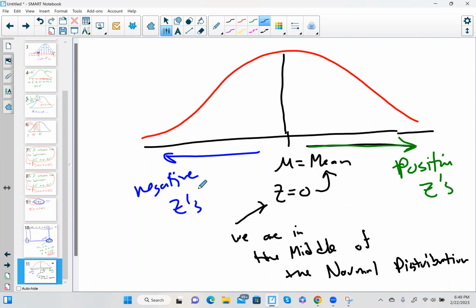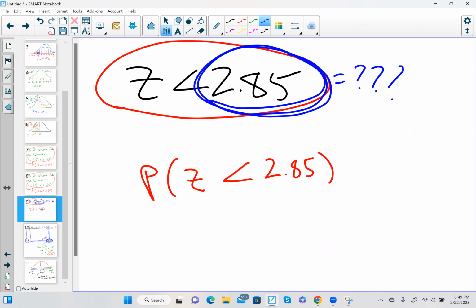Okay, Z equals 0 is always in the middle, and then positive Z's are to the right of the mean, and negative Z's are to the left of the mean. And that's just always a thing that we need to know. Okay, so now that I've said that, let's actually draw a picture that goes with this problem.